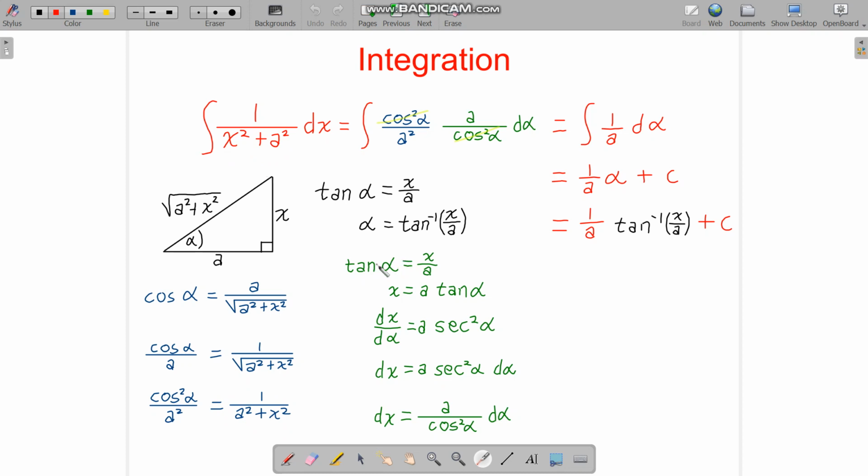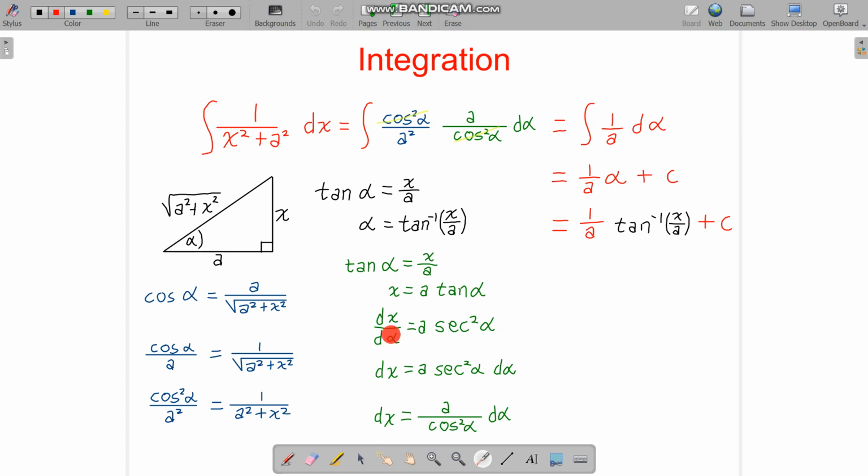And now, if we just look at the x and the a, tangent alpha equals opposite over adjacent, so x over a, and this means x equals a tangent alpha.